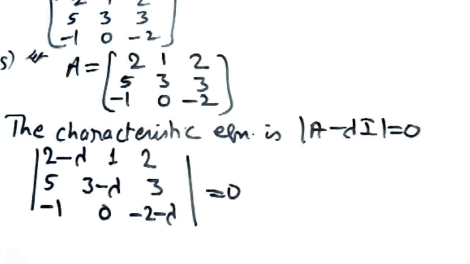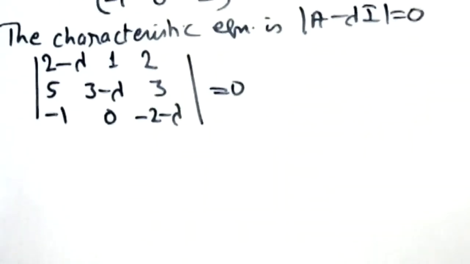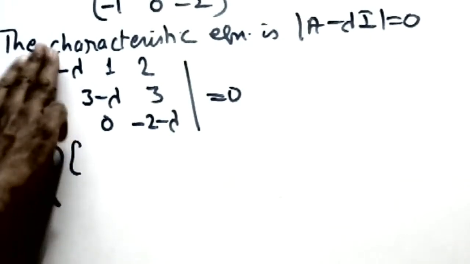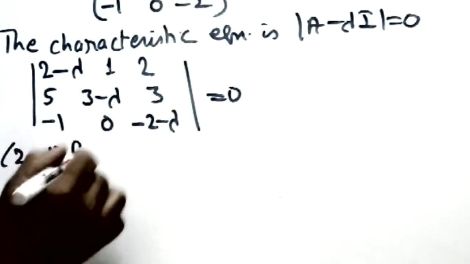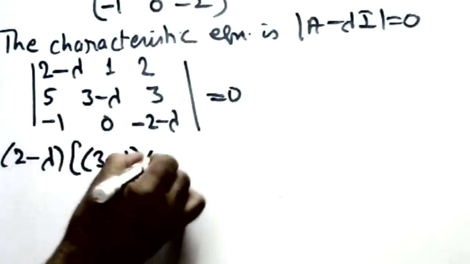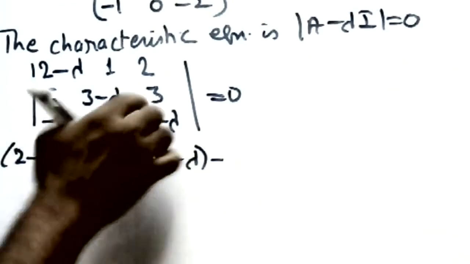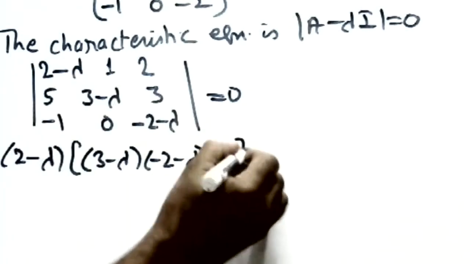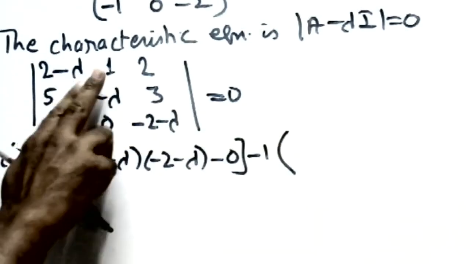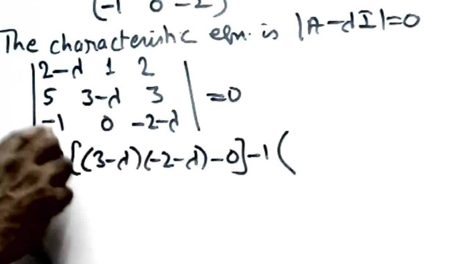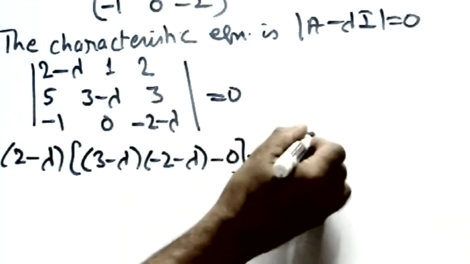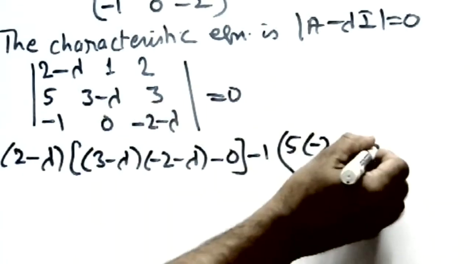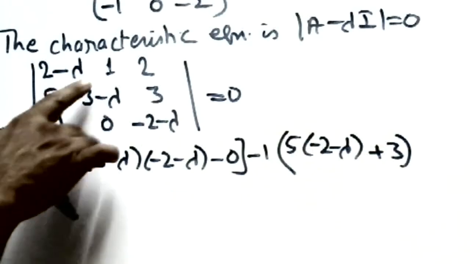Now if we expand the determinant, we'll get a cubic polynomial. Now let me solve this one. 2 minus lambda into, multiplying this 2 minus this 2: 3 minus lambda into minus 2 minus lambda, minus 0 into a number is 0. You always change the sign of the middle term. This is plus 1, so you write minus 1. Now this into this, minus this into this: 5 into minus 2 minus lambda, minus minus 1 into 3, that will be plus 3.